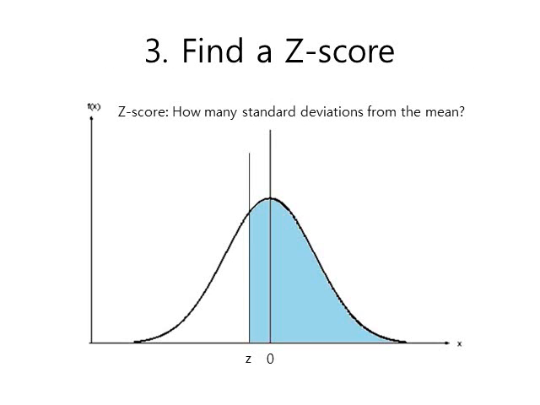Then, we should find a z-score corresponding to the value 72 in order to find out the probability.